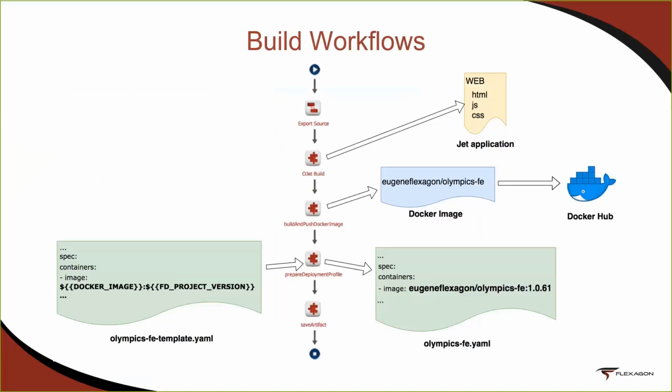And the next step, prepare deployment profile, is to create a YAML file referring to the freshly built Docker image. This step takes a template of a YAML file for this project and substitutes the reference to the Docker image with the exact image name. And the resulting YAML file is going to be saved as an artifact to the artifact repository. There are similar workflows to build the middleware and database layers, and each workflow is assigned to a corresponding project so that the project knows how to build itself.